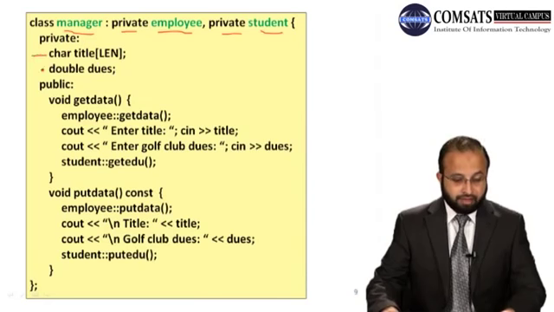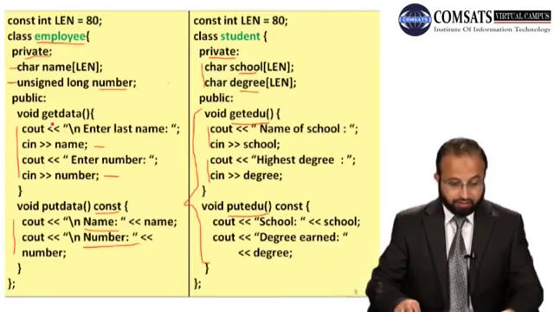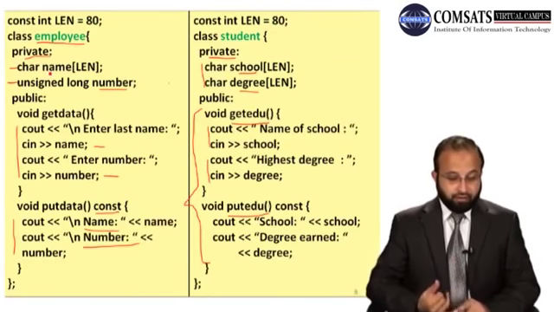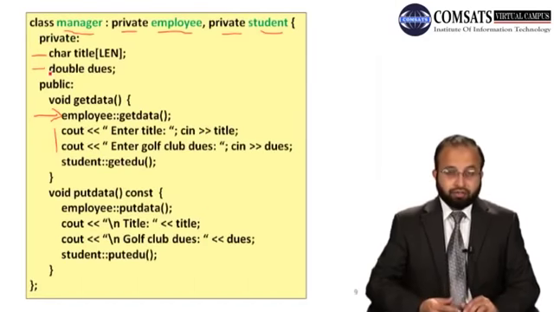So in the manager class we have title and dues. Now in the get data function you can see we first call the get data of the employee class. So when we create an object of the manager class, what all will be stored in it? The employee class members, so in the manager class there will be name, number, and then title, dues, school name and last degree.